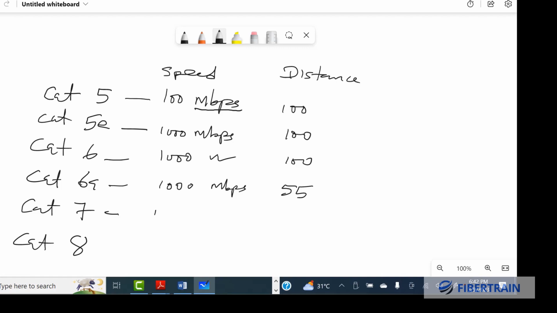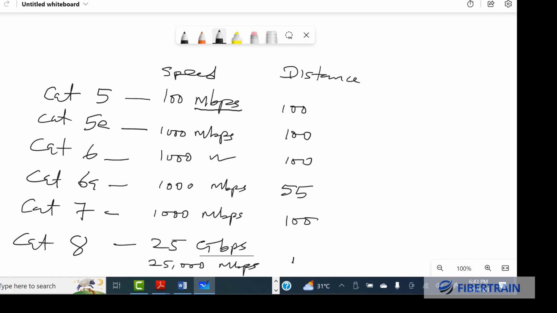Cat7 is 10,000 megabits per second. If we convert it to gigabits, that would be 10 Gbps. It's also 100 meters in terms of distance. This one is 25G, okay? 25 Gbps. That is in gigabits. But in megabits, if we multiply 25 by 1,000, that gives us 25,000 Mbps. So you either write it in gigabits, or multiply by 1,000 and write it in megabits. This one also travels 100 meters. And so these are the different cables we have.